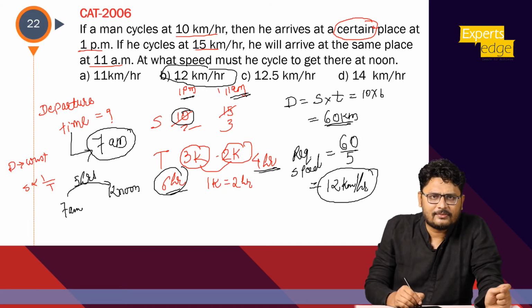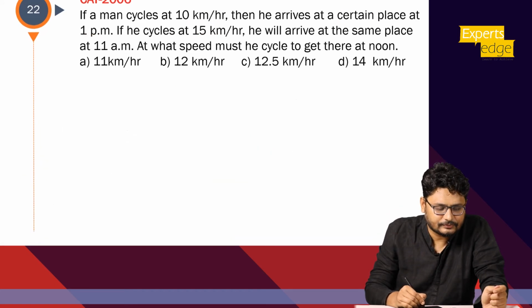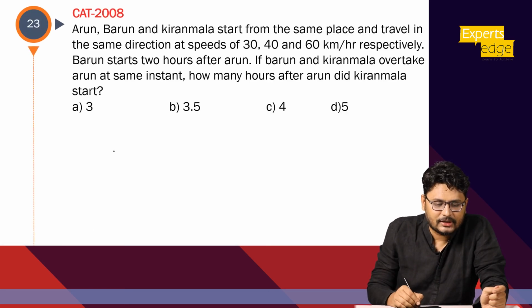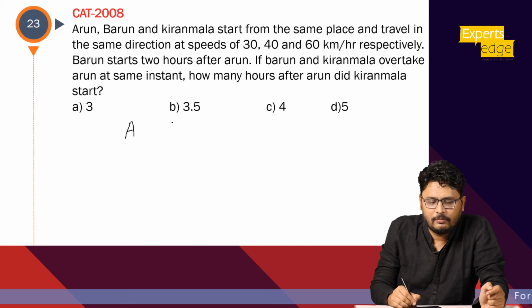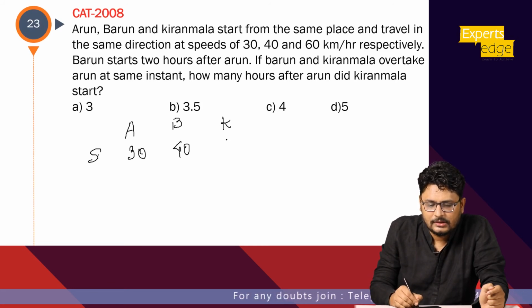I hope this is clear. Let's now look at the next question. Okay, CAT 2008, again a good question. This is Arun, Barun, Kiranmala. Speed is given as 30, 40 and 60.